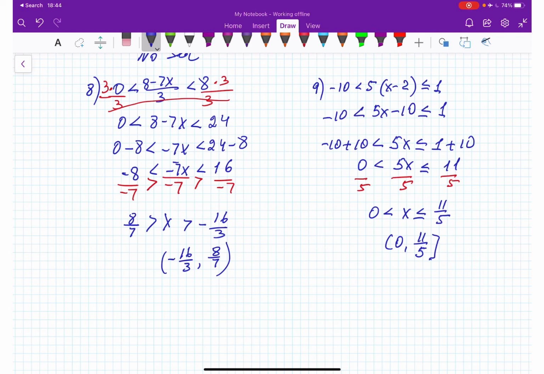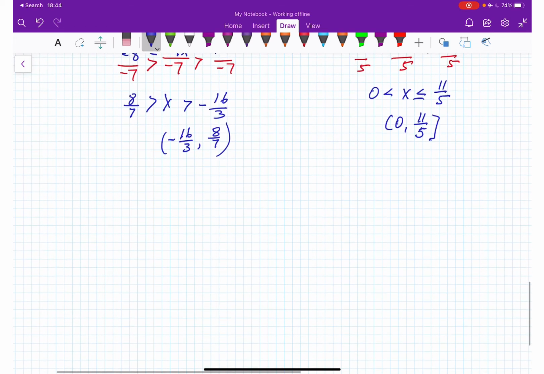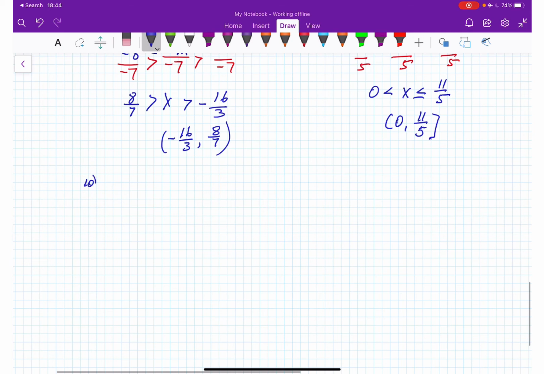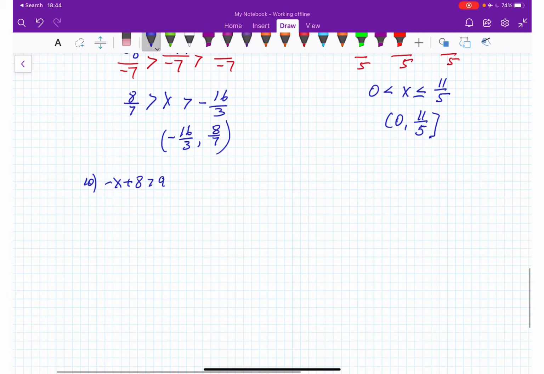Question number 10. What do we have? Negative x plus 8 greater than 9 and 1 plus 2x less equal 7. Actually negative 7. Okay, let's solve this one.